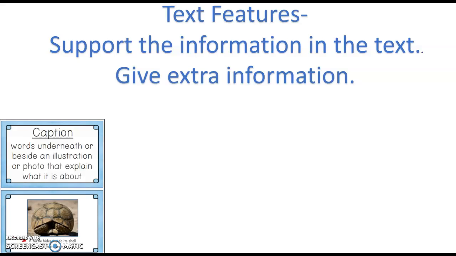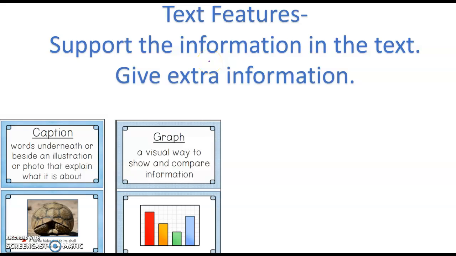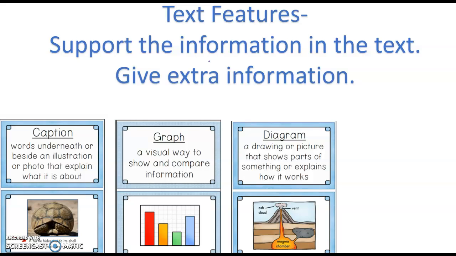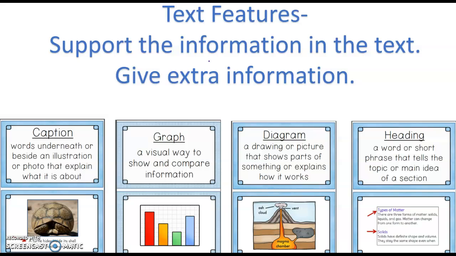So you might have a caption under a picture. Captions are words underneath or beside illustrations or photos that explain what the picture or the illustration is about. You might have a graph, which is a visual way to show and compare information. You might have a diagram, which is a drawing or a picture that shows parts of something or explains how it works. You might have a heading, which is a word or a short phrase that tells the topic or main idea of a section. So headings are kind of like little titles for sections of a text.